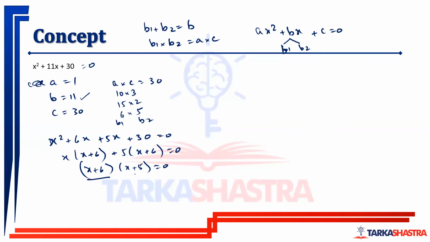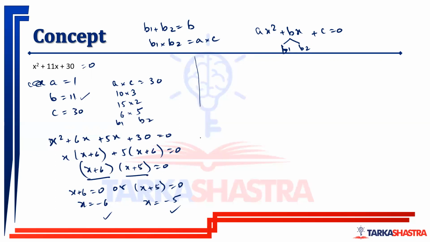Either this bracket should be 0 or this bracket should be 0. So x plus 6 should be 0 or x plus 5 should be 0, which gives me x is equal to minus 6, x is equal to minus 5. So minus 6 and minus 5 are the two roots of the quadratic equation. Here also we have got two roots.